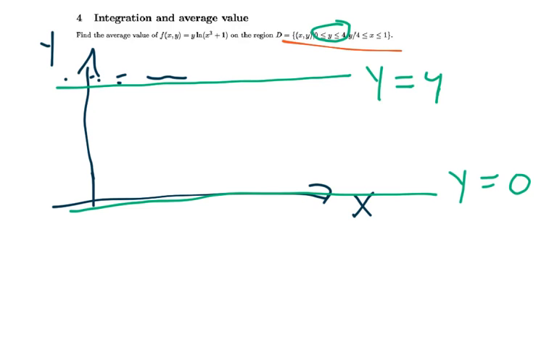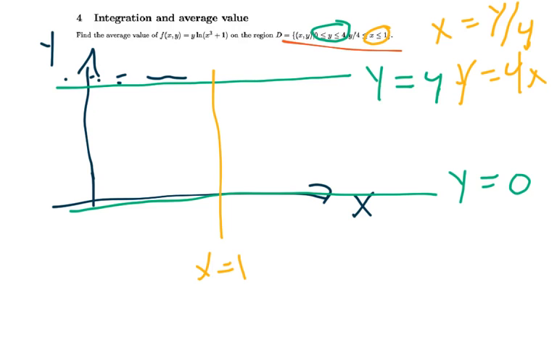And then my next one, I'm going to draw x is equal to 1, because here I have this as my boundary, x is equal to 1. And this last one is x is equal to y over 4. So y is equal to 4x. So y is equal to 4x starts at the origin here. It has slope 4. And I drew it intersecting this because when x is equal to 1, y is equal to 4. So they intersect.